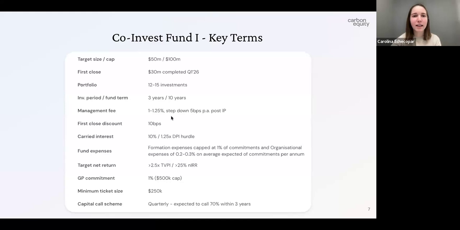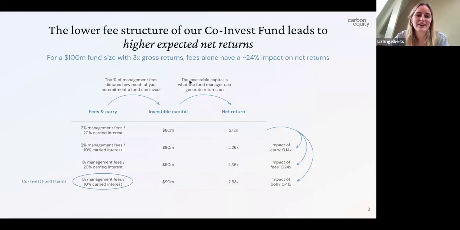Great. Nice. Super clear. And then some questions that we actually get very often is, I think some people don't understand the difference in our terms, specifically the management fee and carry that we charge versus a typical private equity fund. What does that difference actually mean in terms of the effect on returns? We actually have a really nice slide on that. So the lower fee structure of our co-investment fund really leads to higher returns, because it has a really big difference on how much a fund can invest.